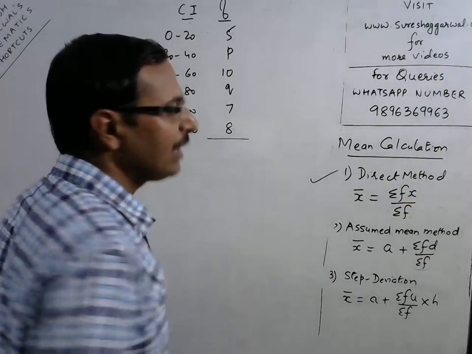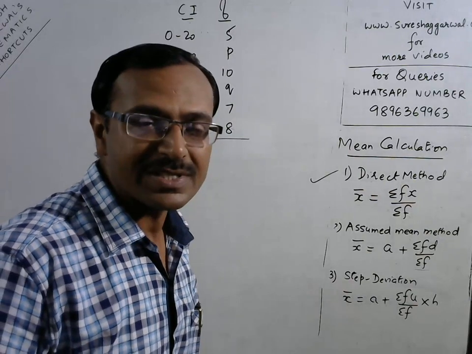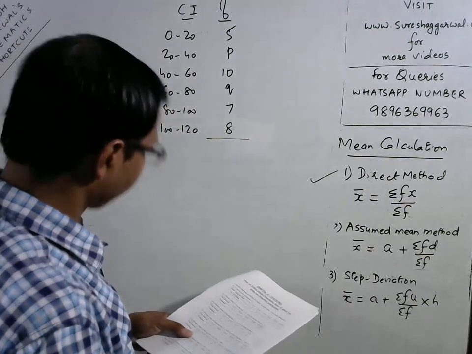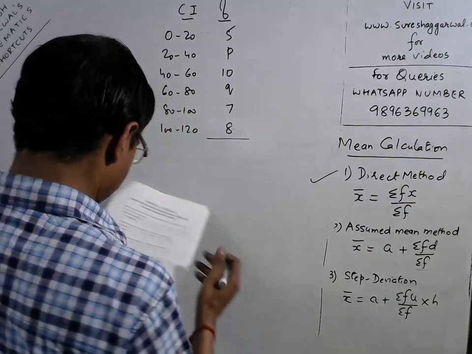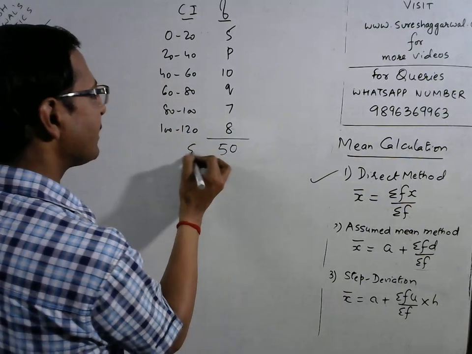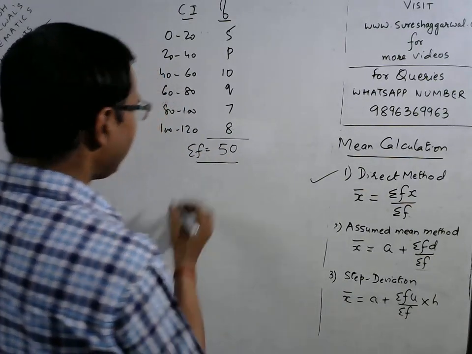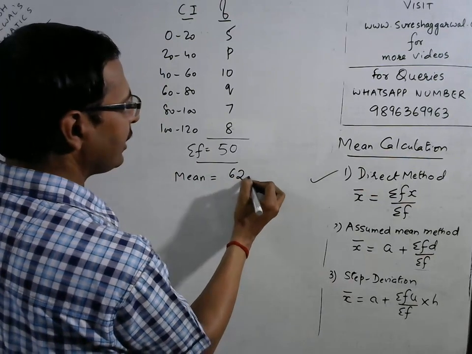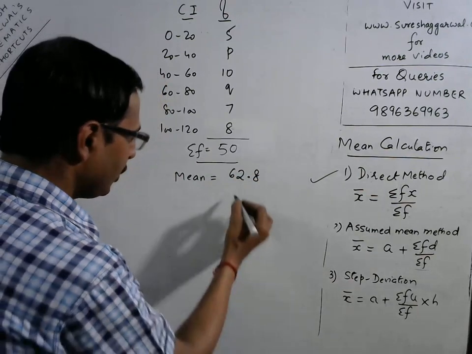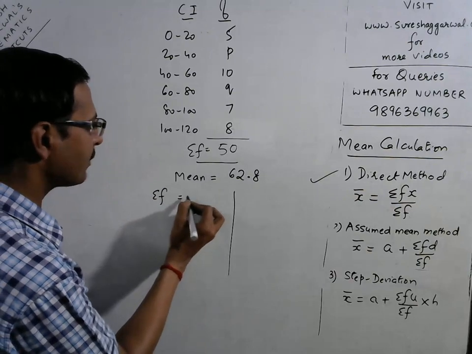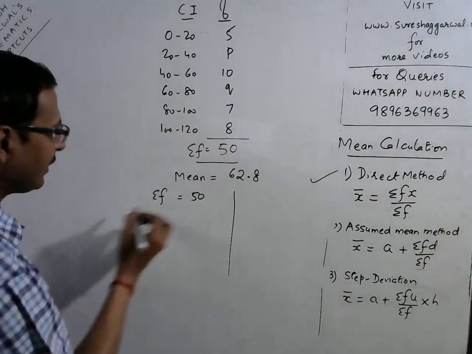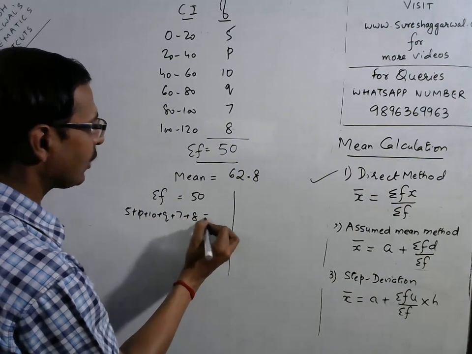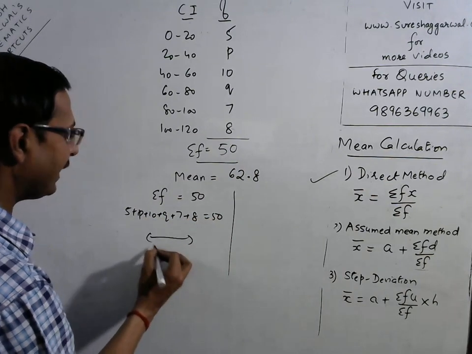One equation will be formed by the total frequency which will be given to you. Now see, in this question, the total frequency given is say 50. Now sigma f is given as 50 and the mean is given as 62.8. Now your two equations, one equation will be from sigma f which is 50. So add everything, 5 plus P plus 10 plus Q plus 7 plus 8 equal to 50. So this will give you one linear equation.